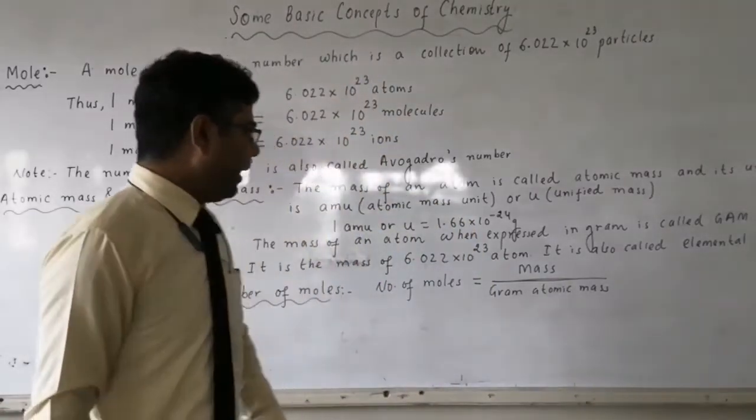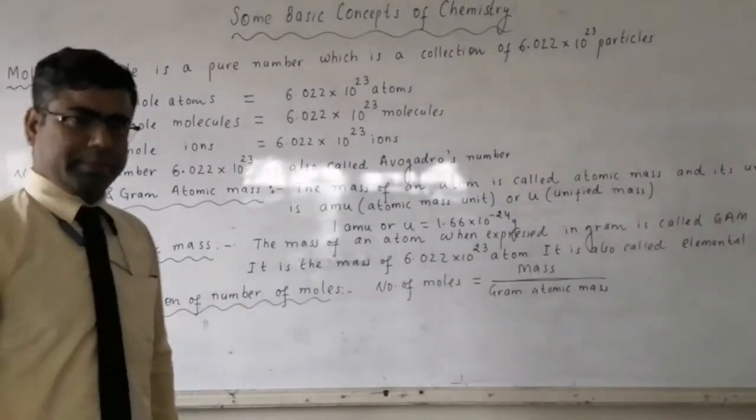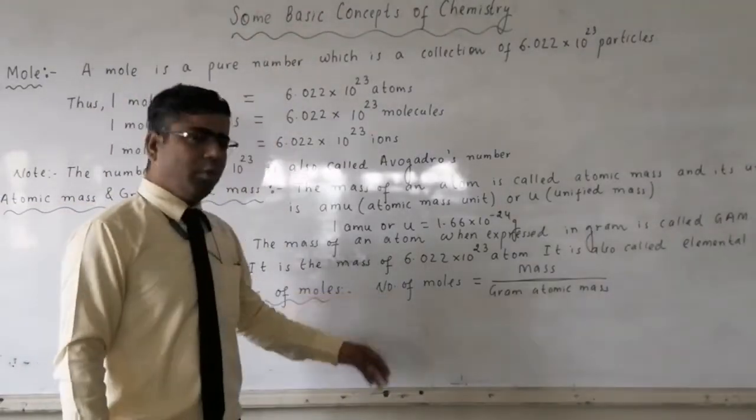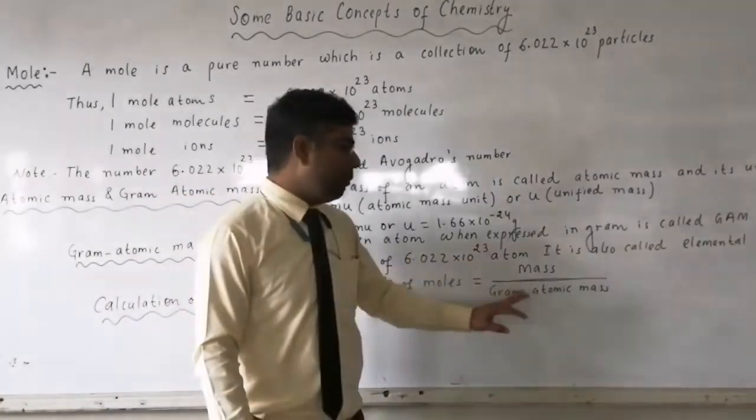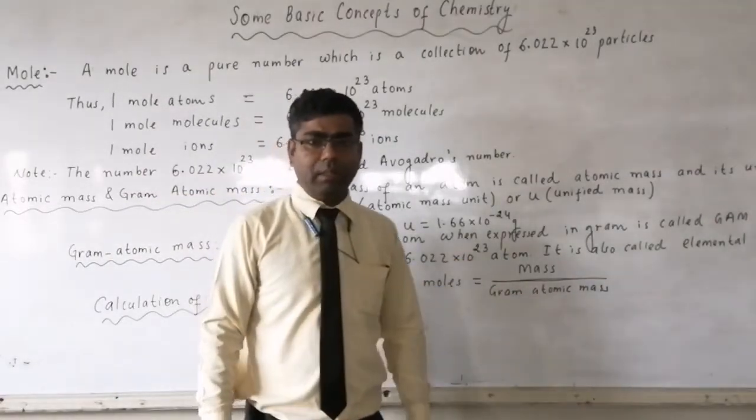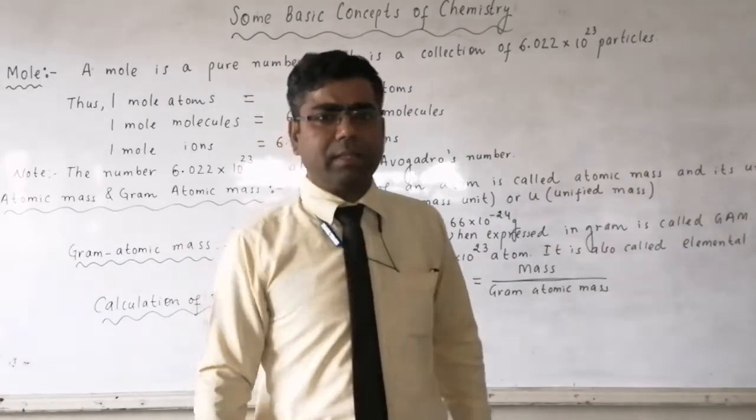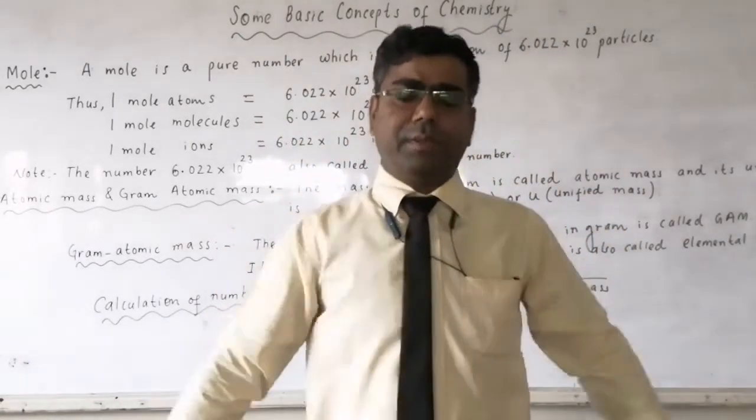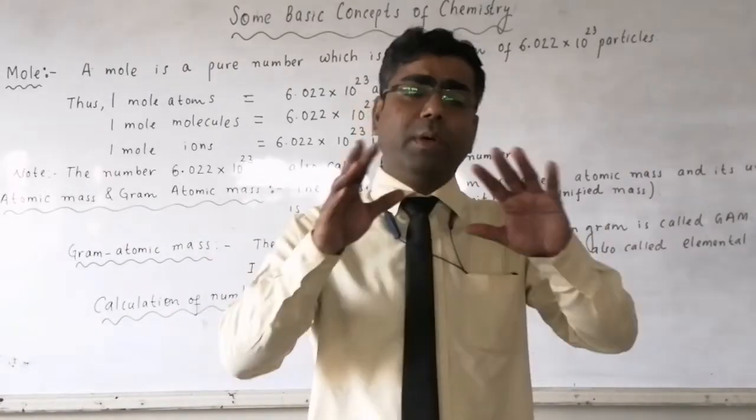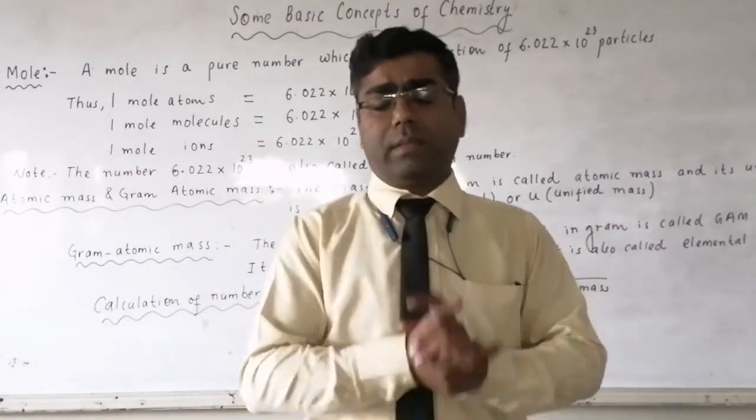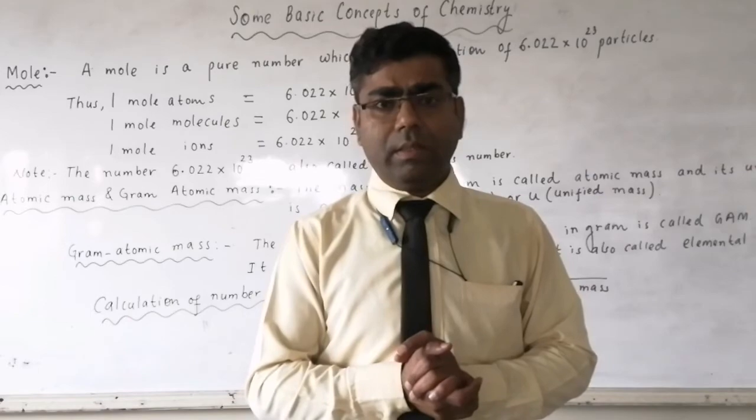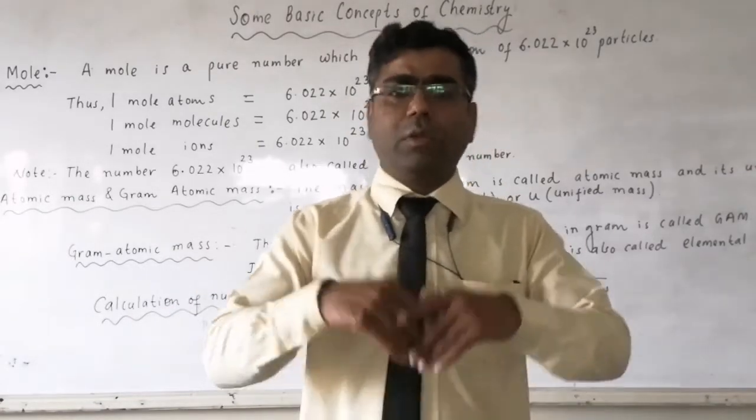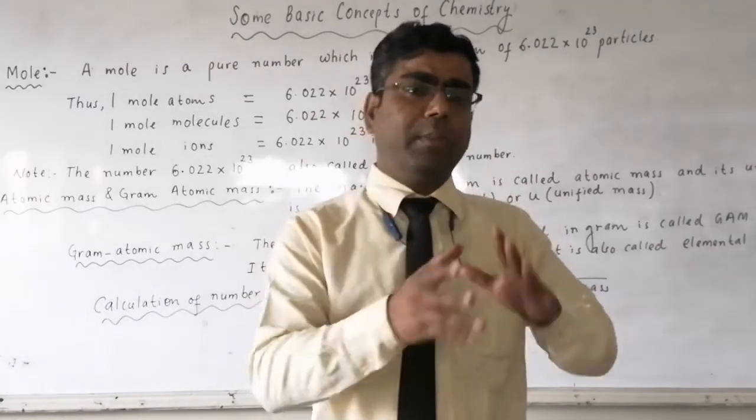Then comes the calculation of number of moles. How to calculate number of moles? Its formula is very simple. Number of moles equals mass given divided by gram atomic mass. Remember, gram atomic mass for each and every element has a constant value. We cannot change it, because we cannot change the number of neutrons and protons inside the nucleus. That's why atomic mass is fixed, and that's why gram atomic mass is fixed.